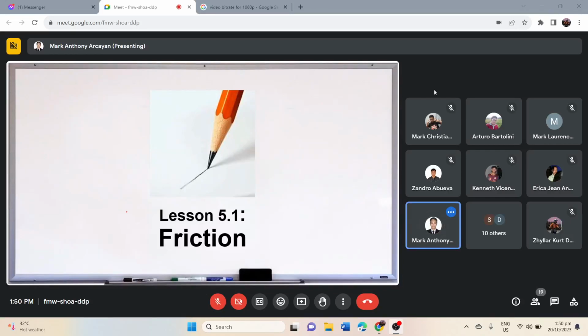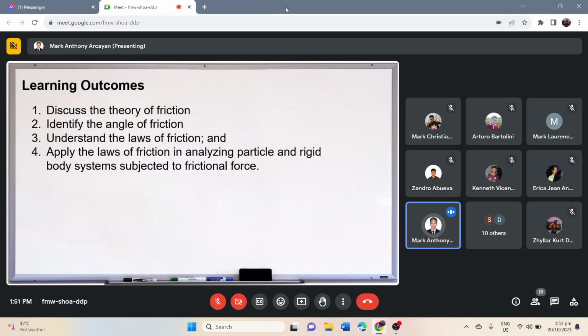Lesson 1, we are going to discuss the theory behind friction. So by the end of this lesson, you will be able to discuss the theory behind friction, identify the angle of friction, understand the laws of friction, and lastly, apply the laws of friction in analyzing particle and rigid body systems subjected to frictional force.